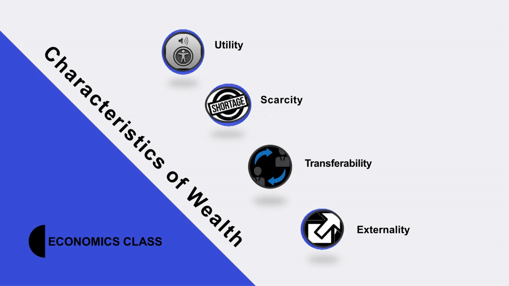For example, air, sunshine are all essential for life. In fact, man cannot live without them. They possess great utility, but they are not considered wealth because they are available in large quantities. Their supply is not limited. In other words, there is no scarcity of those goods. Such goods are known as free goods.